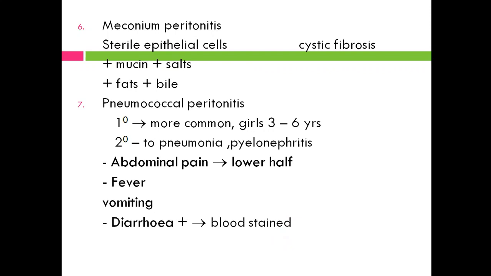Meconium peritonitis, usually seen in newborn children, associated with cystic fibrosis, and you get sterile epithelial cells instead of the classical purulent peritonitis. It is sterile, contains mucin, salts, fats and bile, and is usually associated with cystic fibrosis.